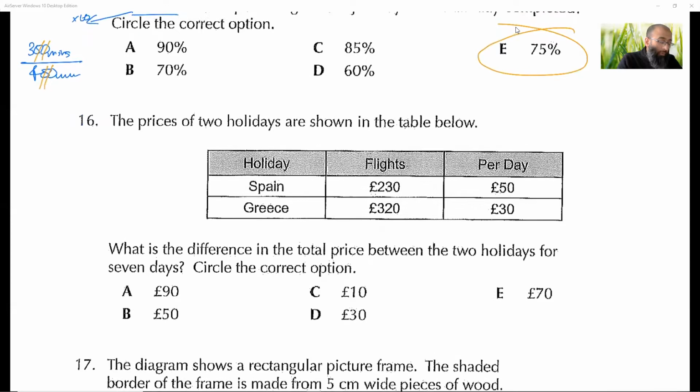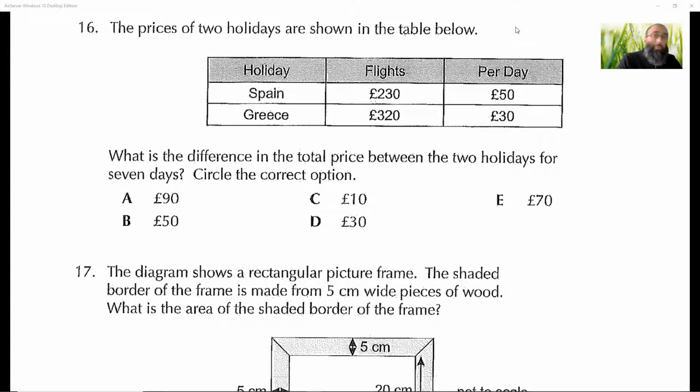If the person who got it wrong, please correct it. Question number 16. Let's have Fizza read first, please. The prices of 2 holidays are shown in the table below. Read. Question: what is the difference in the total price between the 2 holidays for 7 days?